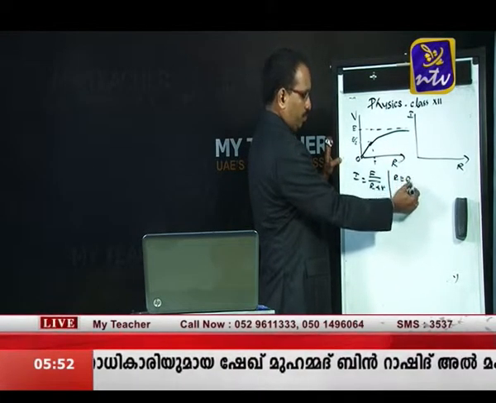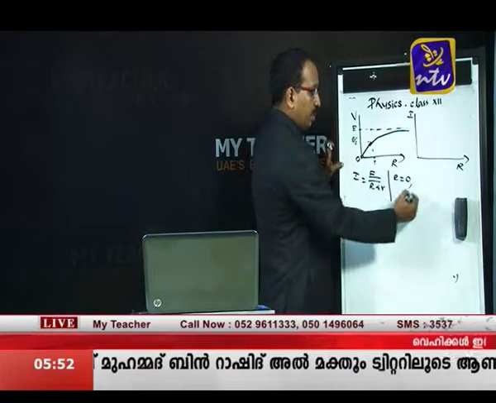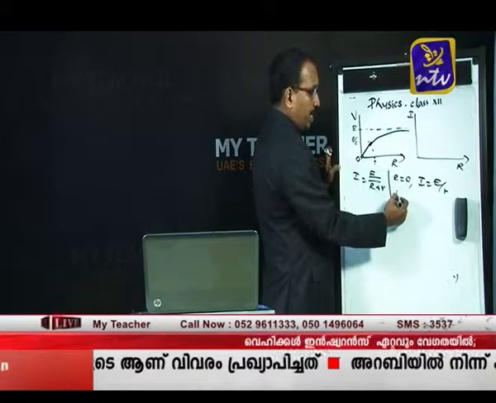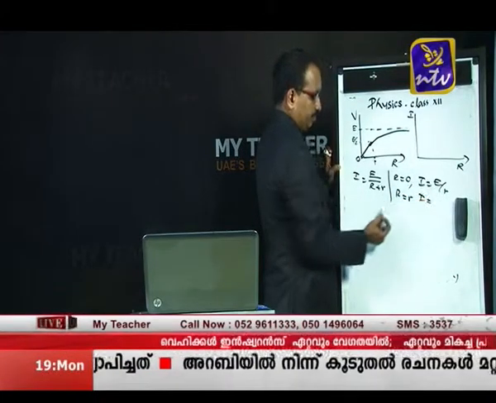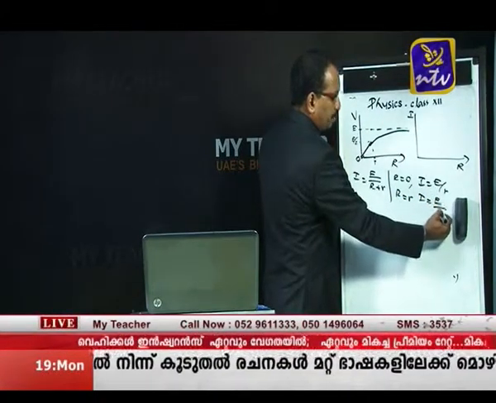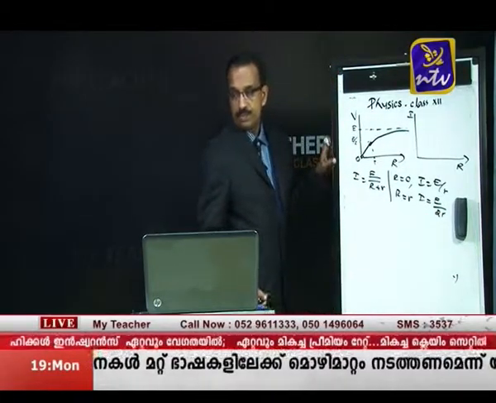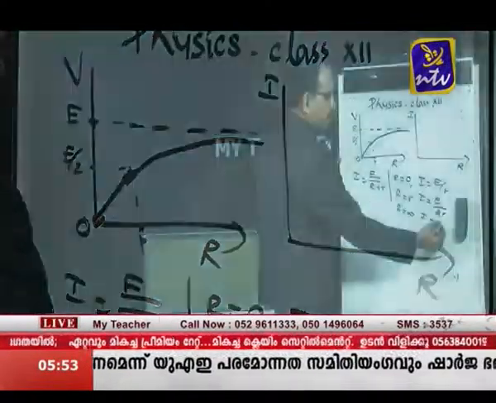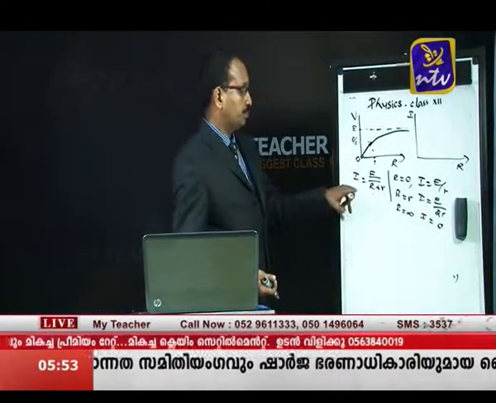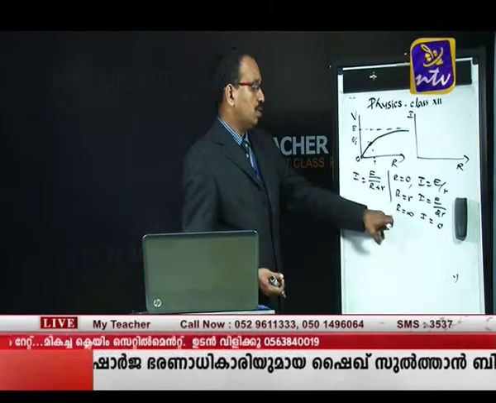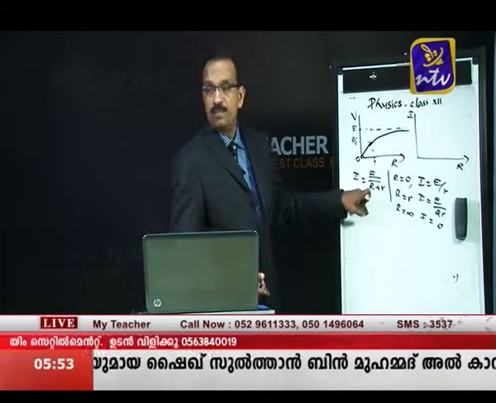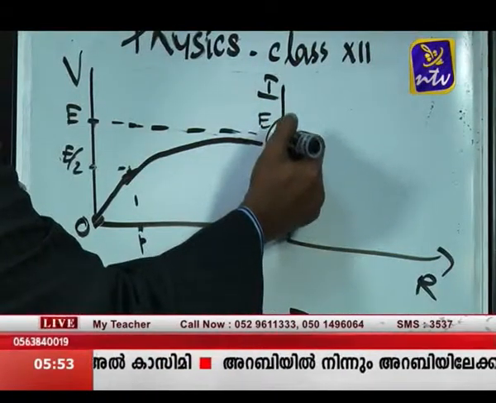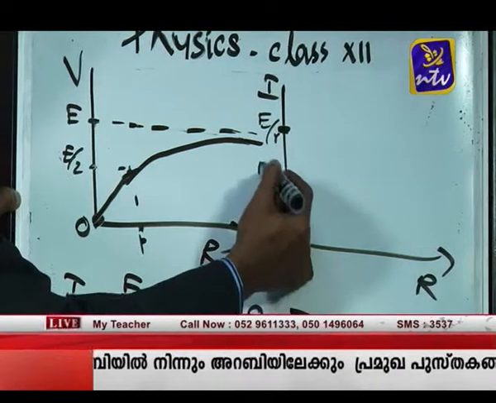R is 0. What will I be when R is 0? I is E by small r. When R is equal to small r, I is how much? E by 2r. Then when R is infinity, I becomes 0. So how will the graph look? Initially when R is 0, maximum current, this is E by r. You may take this point as E by 2r.